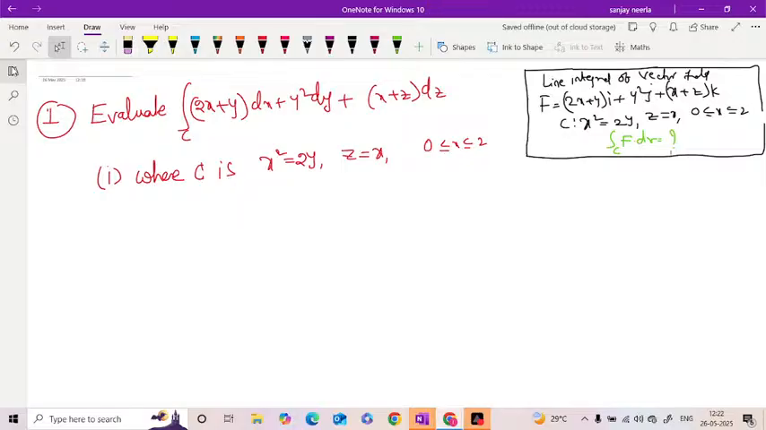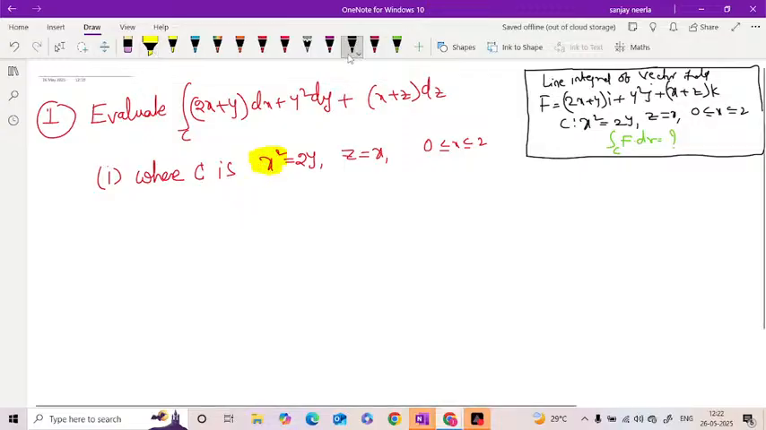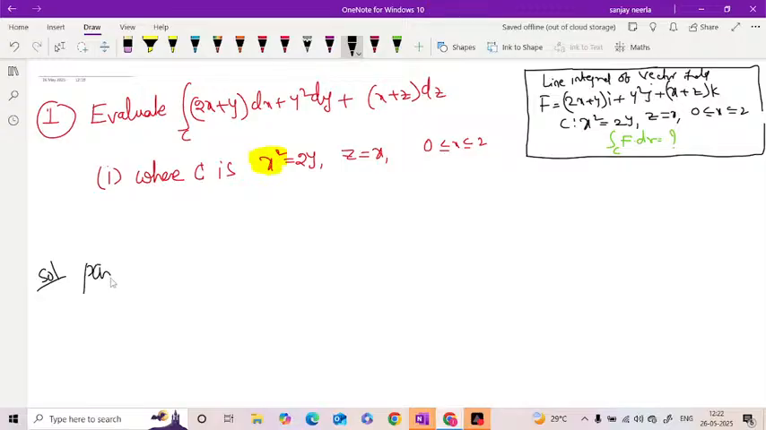Okay, so in this curve, if it is linear, there is no problem, but in this one there is a non-linear term, here there is an x square. So my suggestion is, first of all, just to focus on this x. In this problem, we have to start with the x variable.